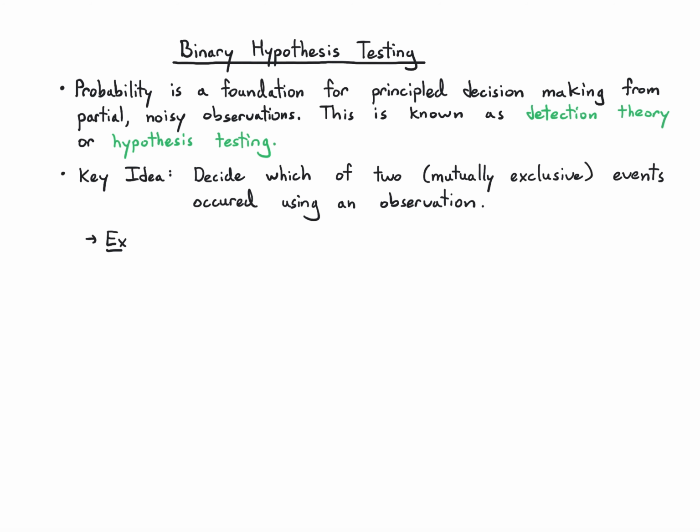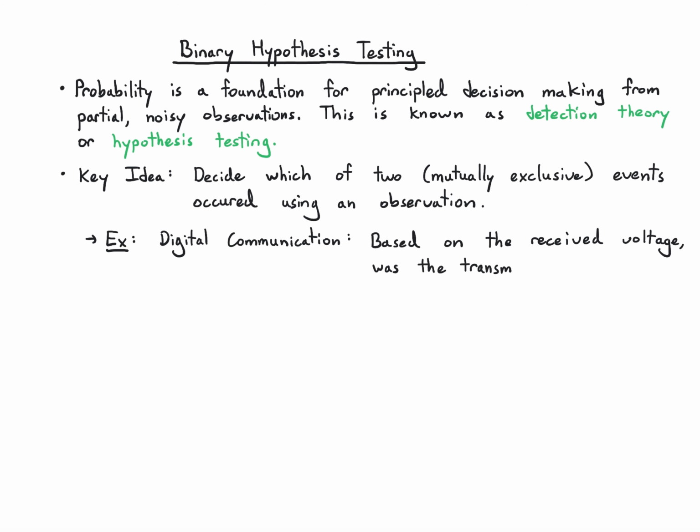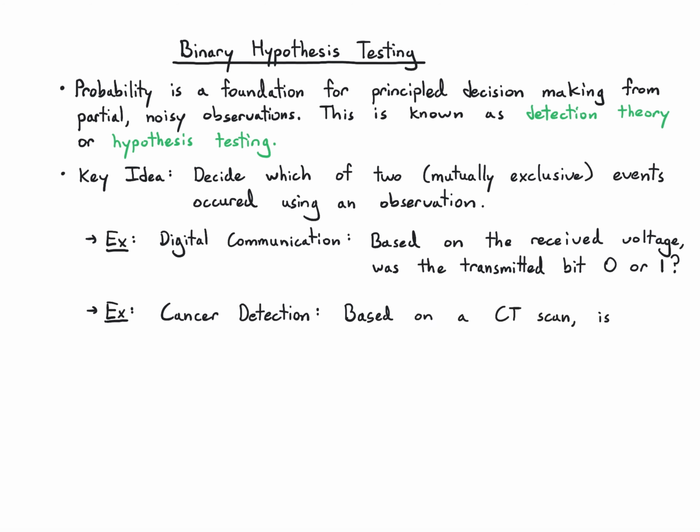All right, so as an example, let's talk about digital communication. Let's say I'm trying to transmit a bit down a wire. I observe a voltage, so I receive a voltage, and I try to determine if a 0 was transmitted as my bit or a 1. Another example, let's talk about cancer detection. Let's say I take a CT scan. Based on a CT scan, is a tumor present or absent?